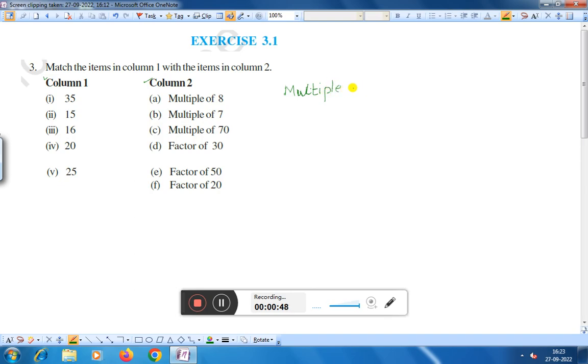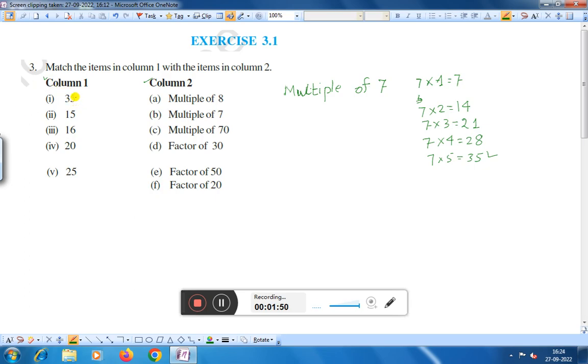Multiple of 7, right? That is 7 into 1 is equal to 7, 7 into 2 is equal to 14, 7 into 3 is equal to 21, 7 into 4, 4 7 is 28, and 7 into 5 is equal to 35. Here you see the number 35, that means this 35 is the multiple of 7. Therefore, the answer is 35.